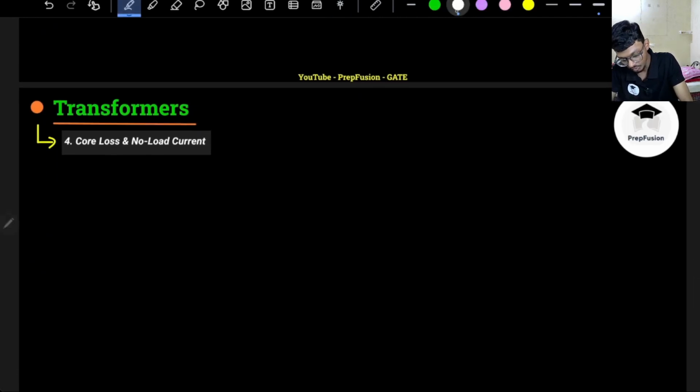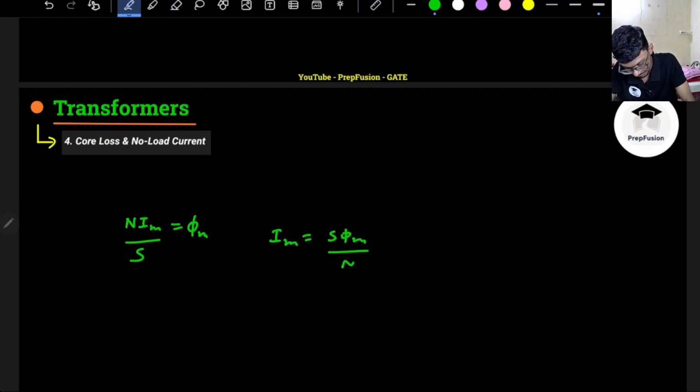If you remember, my no load current was equal to N into Im, the MMF, which was equal to the flux phi m divided by the reluctance. So what is the no load current? The no load current Im is equal to S phi m by N.